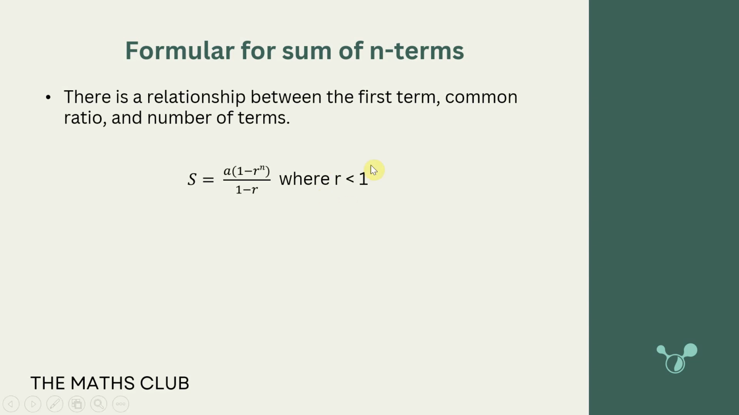Because if the r is greater than 1, like if my r was 2, I will have 1 minus 2 and that'll give me minus 1. So just to avoid that minus part, if the r is less than 1, use this formula. But if the r is greater than 1, we swap the position of the r^n and the 1. You can see it. So this is a times r^n minus 1 all over r minus 1, in this case where r is greater than 1.